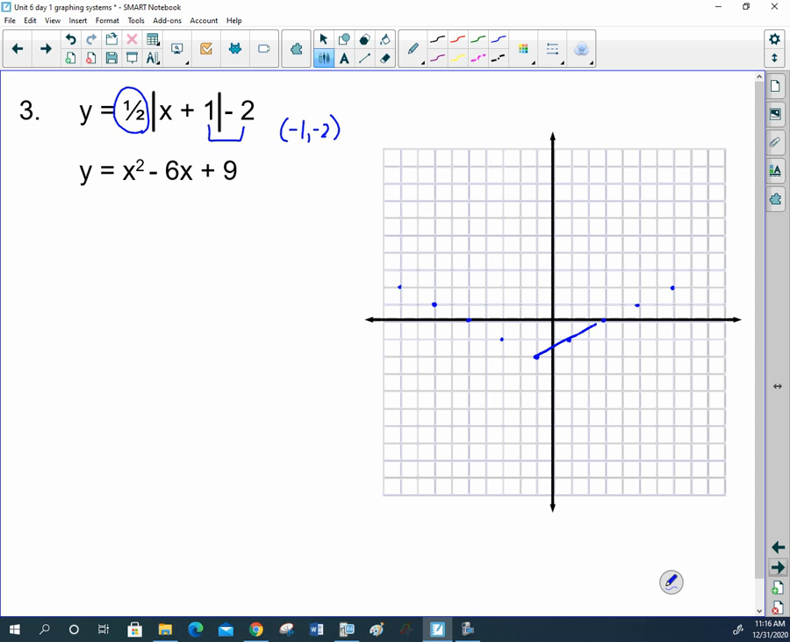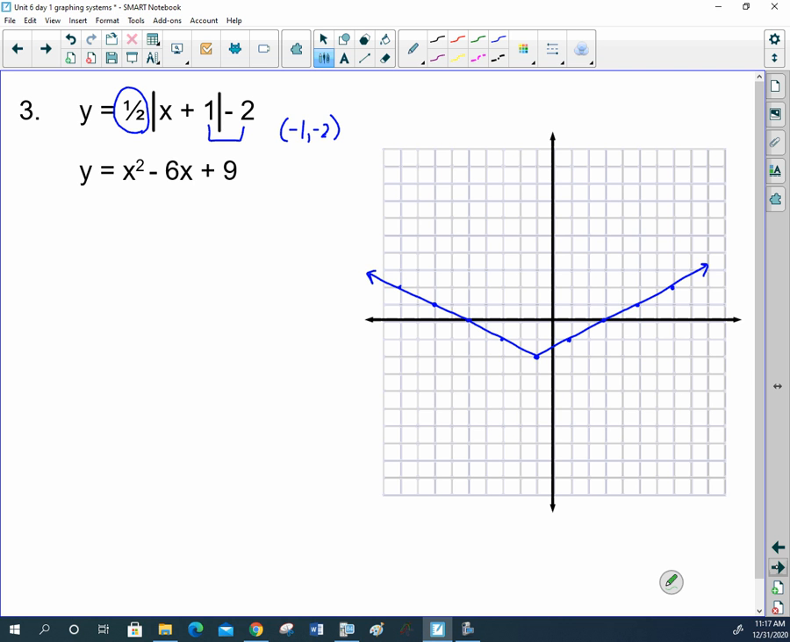A lot of times I try to make them intersect on a grid point, but they do not have to intersect on a grid point. In the real world, nothing works out that easy. But for us, we try to get them on grid points. It doesn't have to be that way, though.